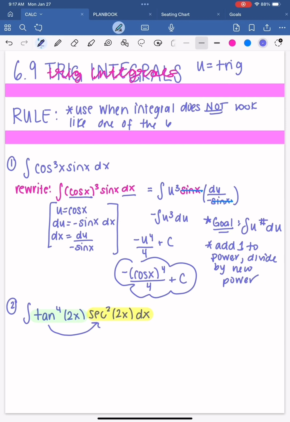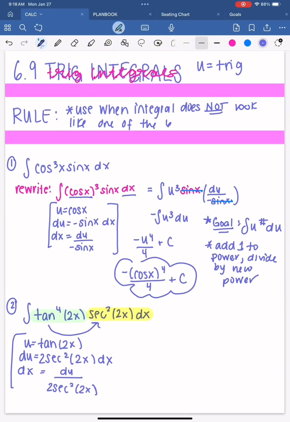So now you're like, what should u be? Well, check this out. If u is tangent, that means that we have the derivative of tangent given to us somewhere else in the integral, which we do. So u is tan 2x, du is derive the trig, keep the angle, derive the angle. And now dx is going to be du over 2 secant squared 2x. Please do not forget the 2. The 2 comes from the derivative of 2x, the derivative of the angle.